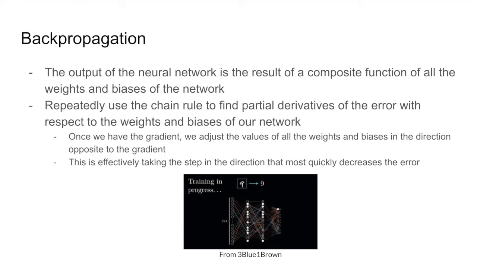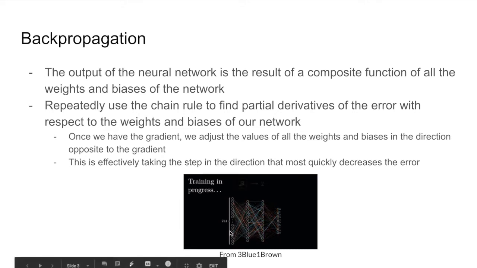But given that the weights and biases affect the outputs in so many ways, we have to take into account every single way that this happens. So in order to do this, we have to use something in calculus known as the chain rule. And once we do that, we're able to compute the gradient. So backpropagation is a process of efficiently calculating the partial derivatives of the error with respect to the weights and biases of every single layer.